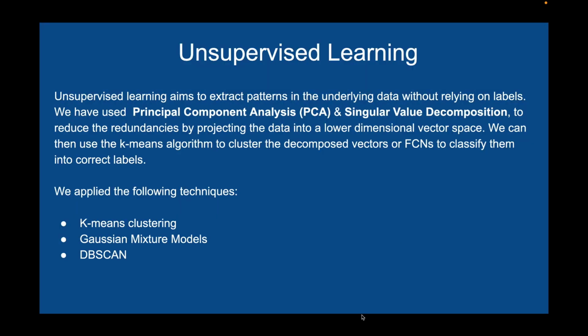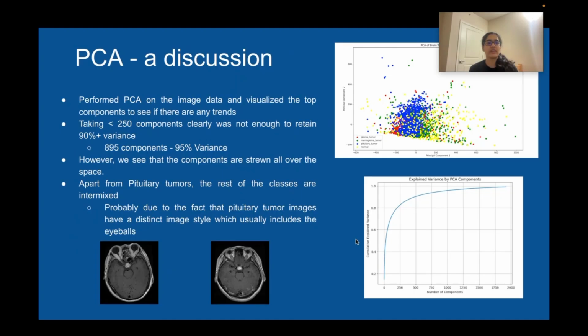We use the following unsupervised learning algorithms along with the PCA input for our project: K-means clustering, Gaussian mixture models, and DBSCAN. We have performed principal component analysis on the image data and visualized the top components to see if there are any trends. We observed that 895 components contribute up to 95% variance. And apart from the pituitary tumors, the rest of the classes were intermixed.